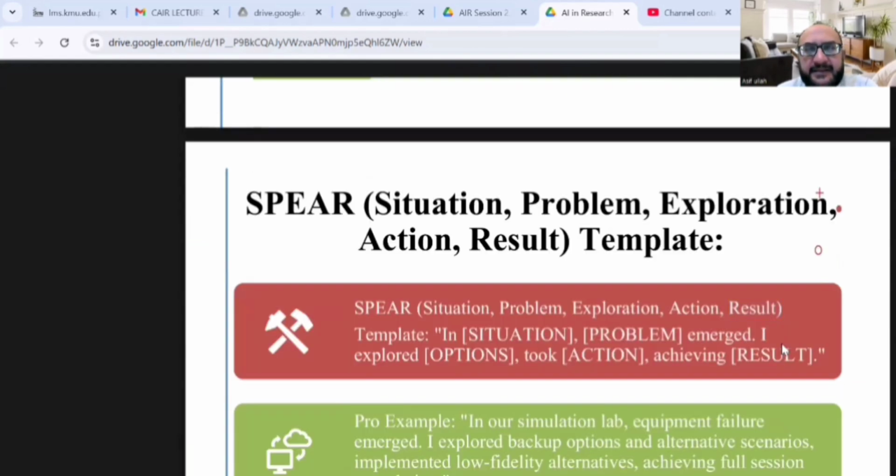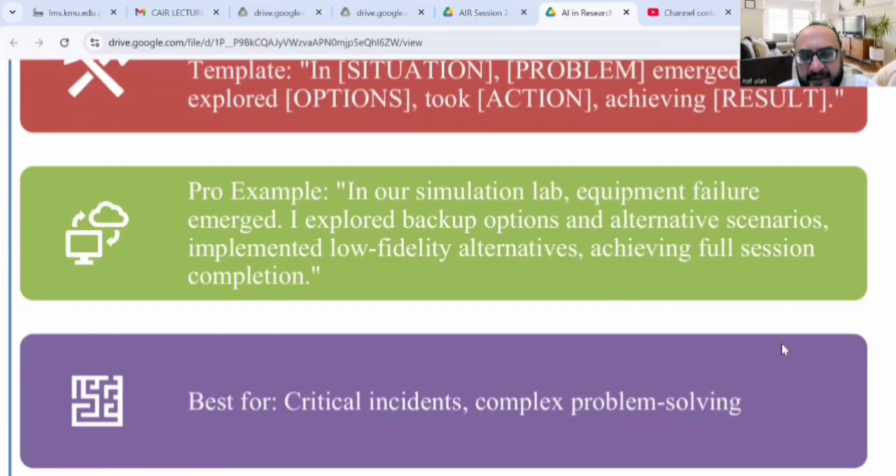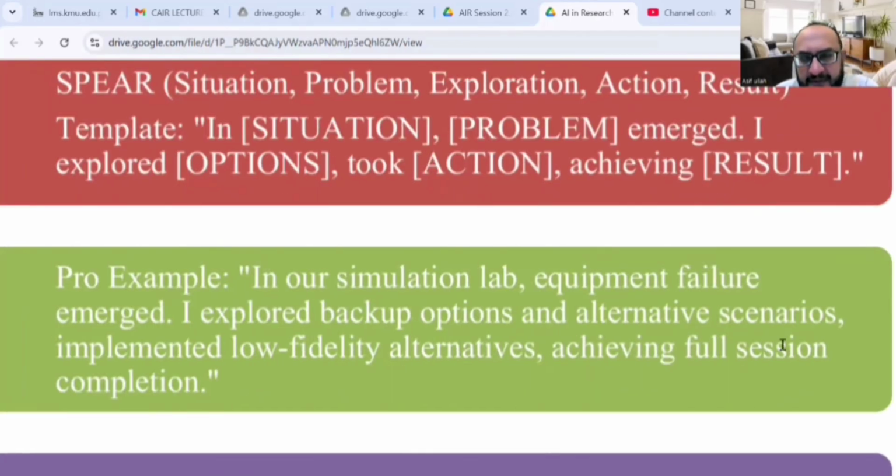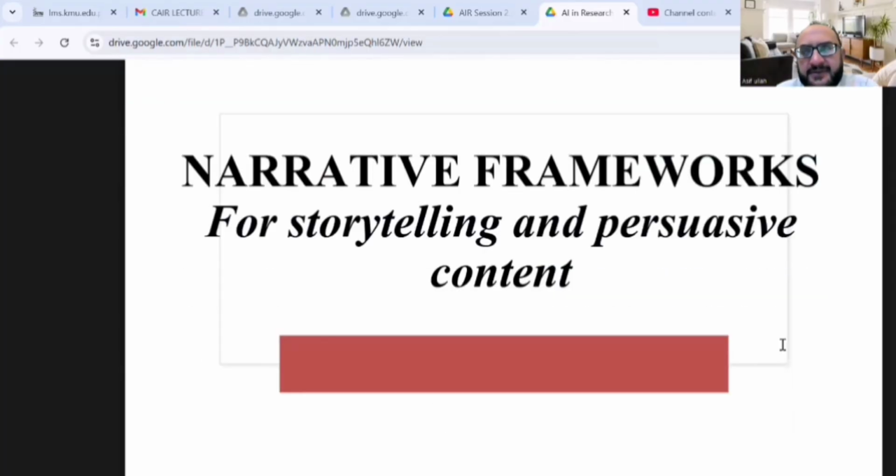SPHERE: situation, problem exploration, action, result template. SPHERE is best for critical incidents and complex problem solving. For example, in our simulation lab, an equipment failure emerged. Backup options and alternative scenarios were implemented, with low-fidelity alternatives achieving full session completion. Next, narrative frameworks for storytelling and persuasive content.